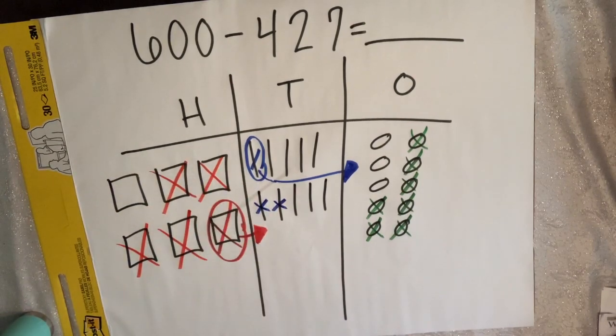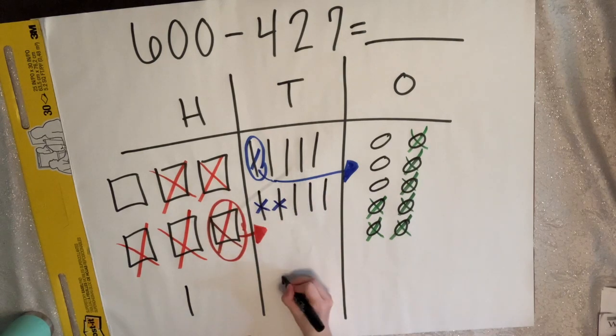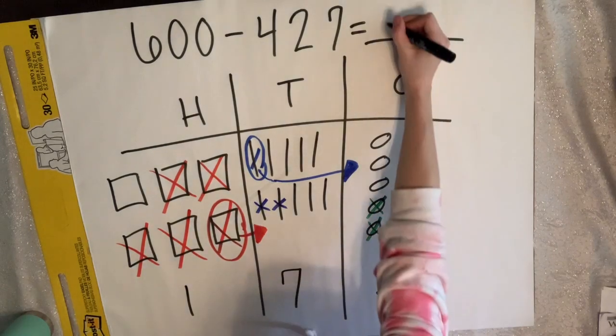And then you just add up the remaining hundreds, tens, and ones. So we've got 100, 7 tens, and 3 ones. So the final answer is 173.